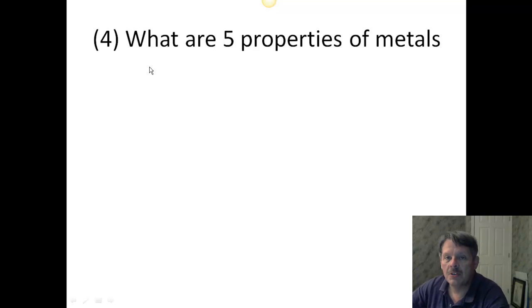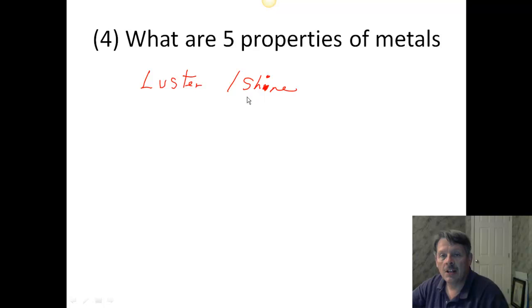What are 5 properties of metals? You should be able, off the top of your head, to list them. Right? The first one is that they have luster, or that they shine. All right? So if you think of a shiny penny, you can say, well, it shines. And a lot of these guys you can think of just based upon the things that you know. If you look at a copper penny when it's brand new, it has a shine to it. Or you look at a dime, it has a shine to it.